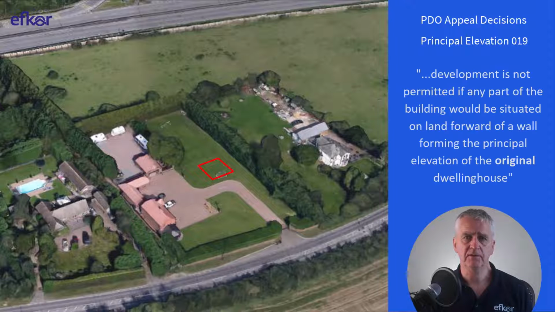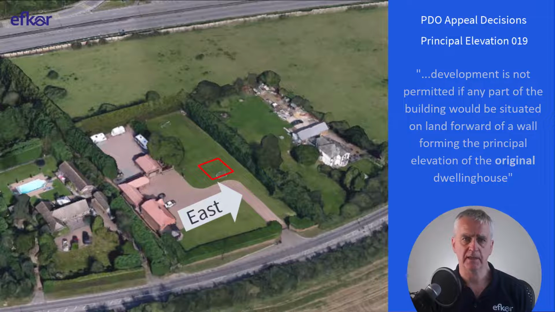Under E1C, development is not permitted if any part of the building would be situated on land forward of a wall forming the principal elevation of the original dwelling house. The council stated the proposed structure would be situated forward of the principal elevation, considered to be the east-facing elevation. In the appeal inspector's report, the observations made by the inspector appear to relate to the current dwelling house, not to the original dwelling house.